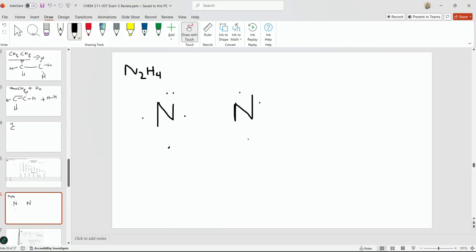1, 2, 3, 4, 5. Okay, just by looking at this, how many bonds can we have here if you're just connecting N and N together? So this lone pair can connect by itself, and this lone pair can connect by itself, right? But when you connect N to N, how many bonds can we have here now?